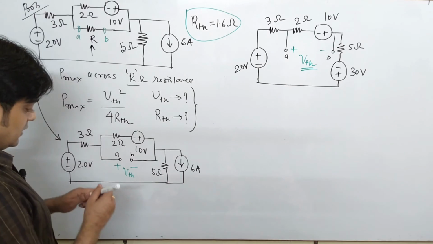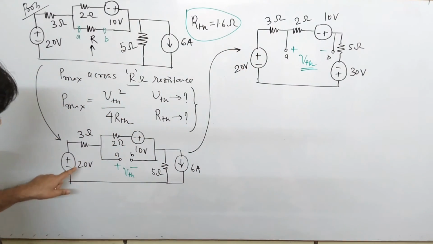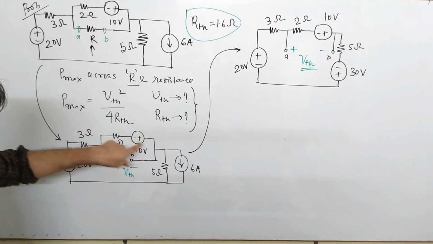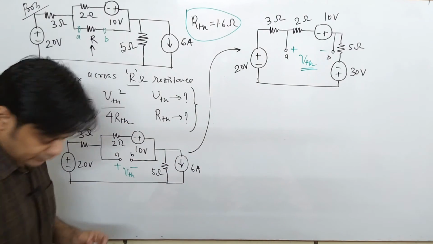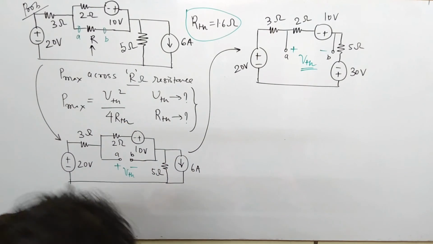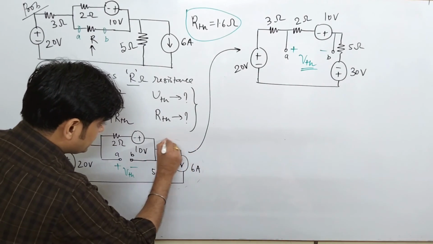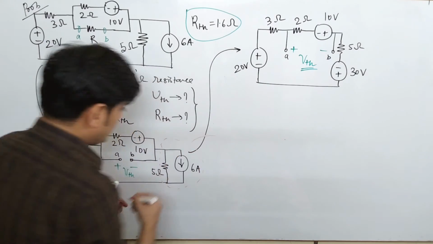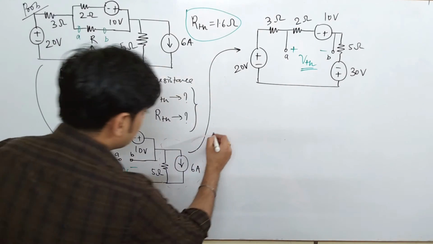So I redraw this network here. Now please see, this 20 volt, 3 ohm, we have to find the VTH. Simply it is in series, 2 ohm, 10 volt. I have applied the source transformation technique for this network.